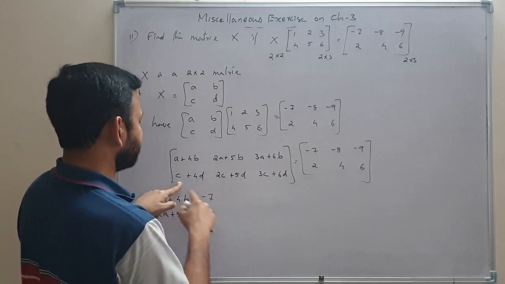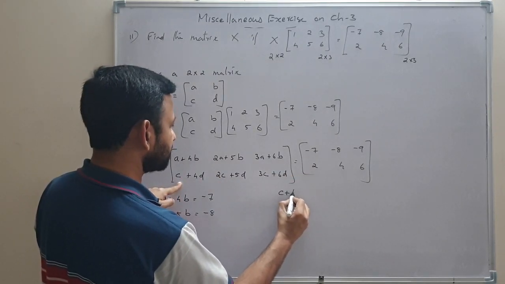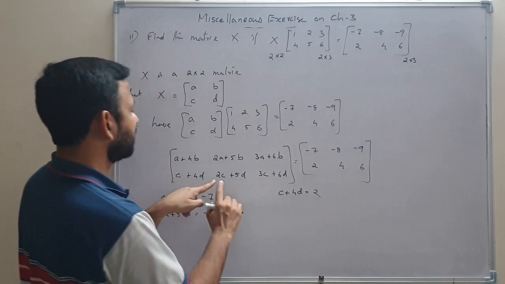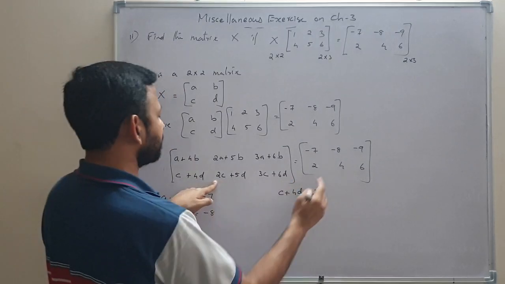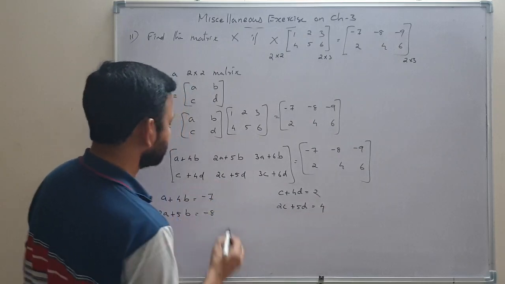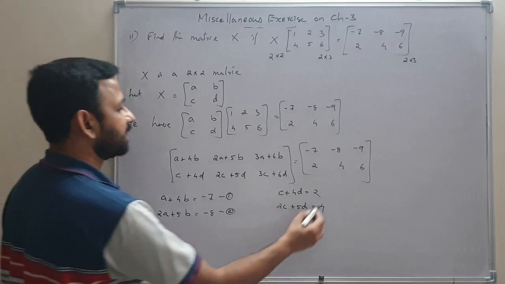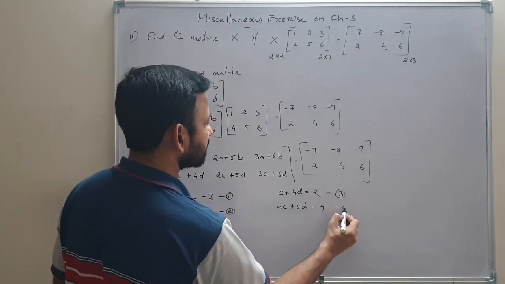We can make two more equations. C plus 4D equal to 2, and 2C plus 5D equal to 4. So we can take these as equation number 1, equation number 2, and this one, equation number 3, equation number 4.